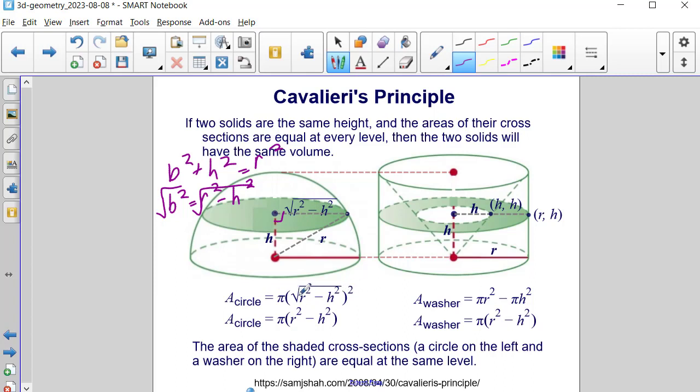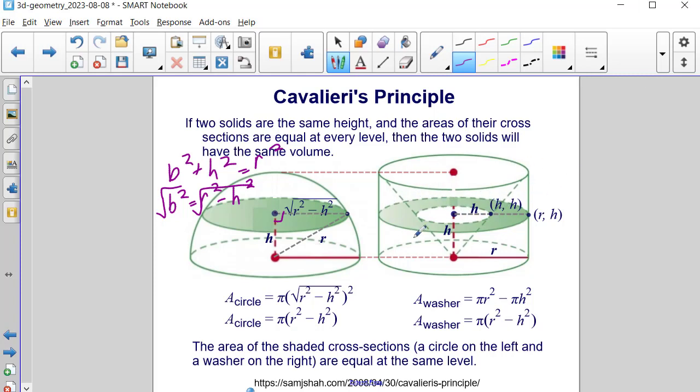And if we square that square root, the square root cancels out, and we are left with the area of the circle being equal to pi times the radius squared minus the height squared. Now let's look at the washer. The washer, we have a cylinder outside, and we have this cone on the inside.